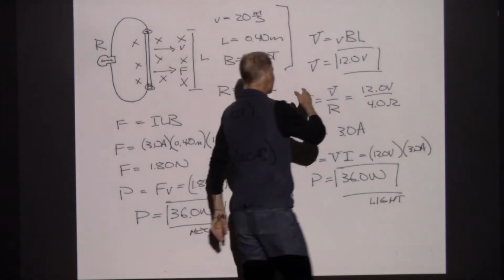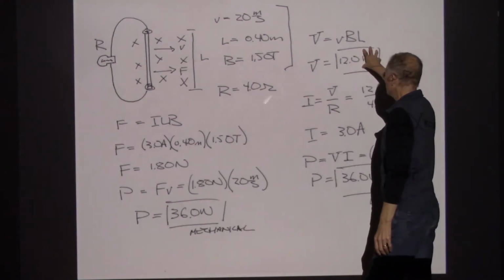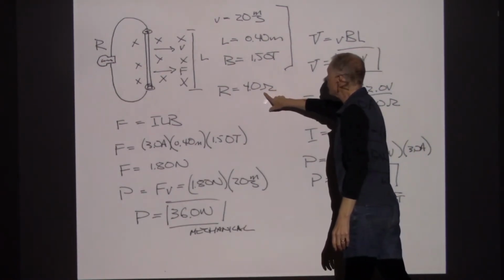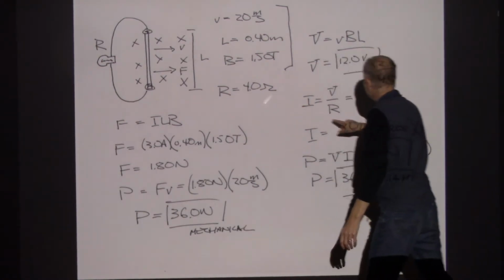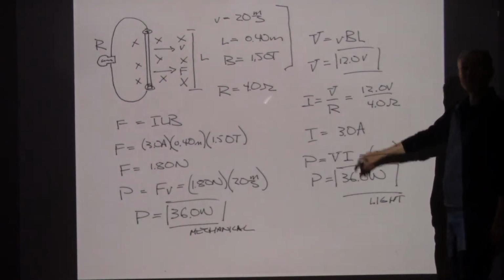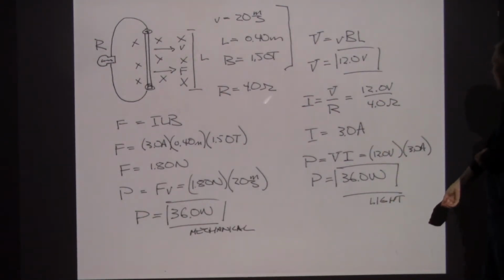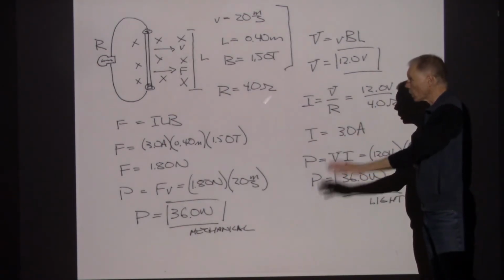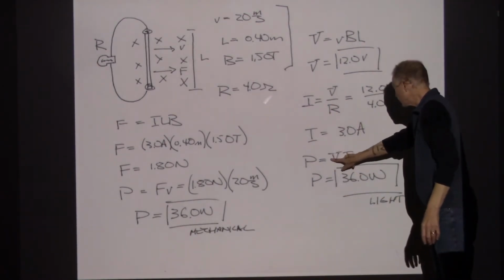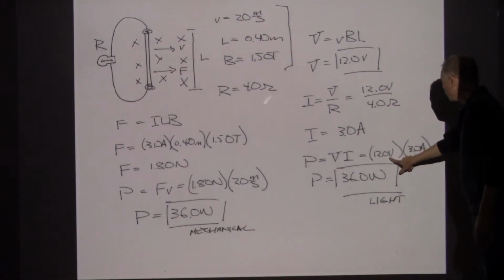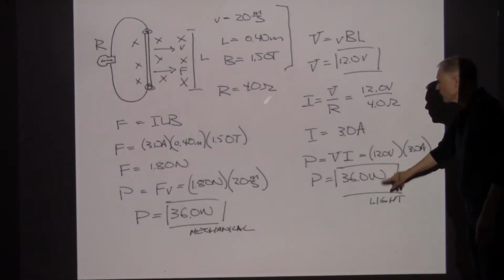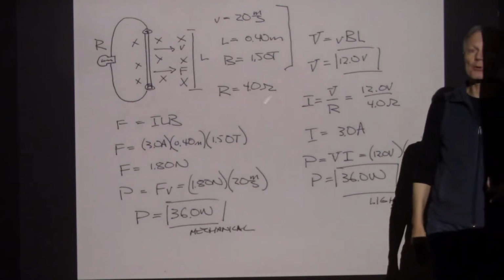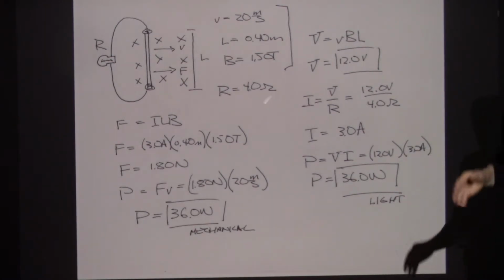Well, that says that my 12 volt generator running current through a 4 ohm light bulb is going to maintain 3 amps. The electrical power going into that light bulb is V times I. That's 12 volts times 3 amps, which is 36 watts. 36 joules per second of electrical energy is going in to light up that light bulb.